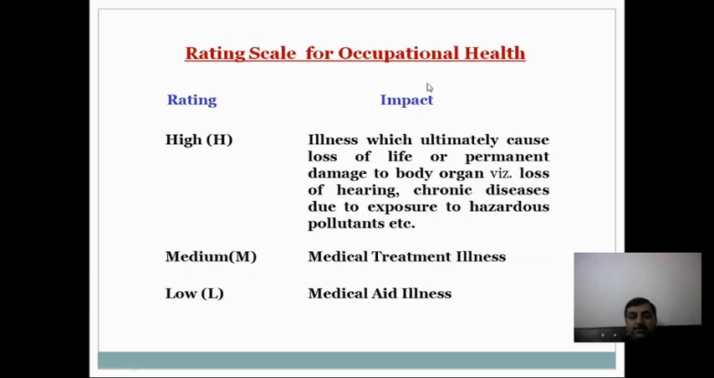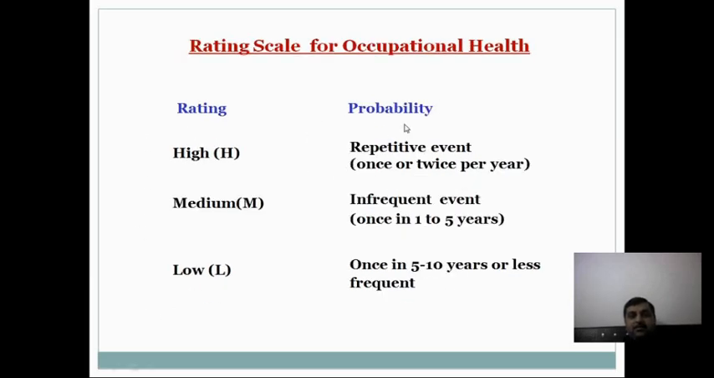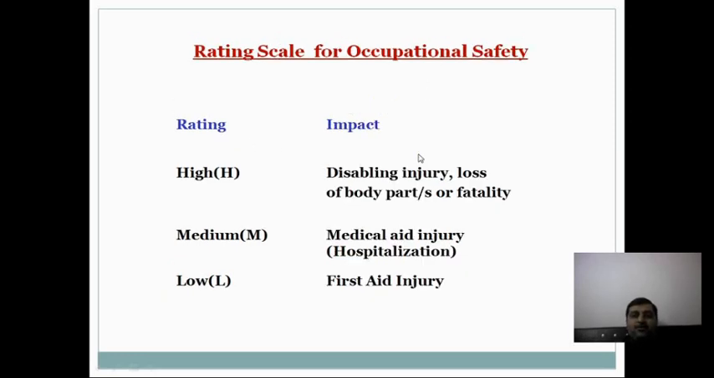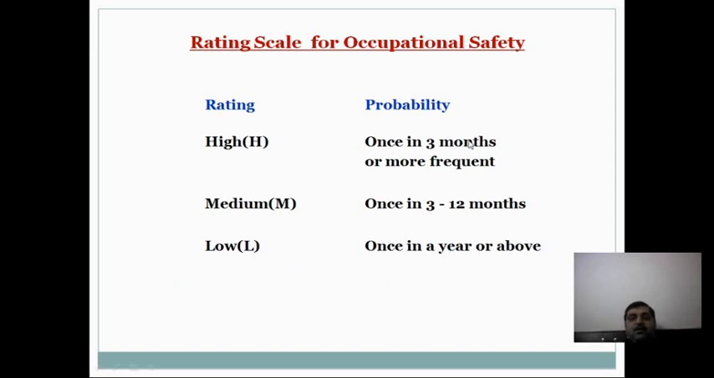So we will look at two things: the impact rating and the probability rating for occupational health. Let's go on to occupational safety. For safety, if there is a disabling injury or fatality, it's a high rating. Medical aid injury is medium. And if it is okay with first aid, we call it low. If it happens very frequently, once in every 3 months, such safety events have a very high rating. Once in a year or so, it's medium. If it's not happening in a year's round, it's low.